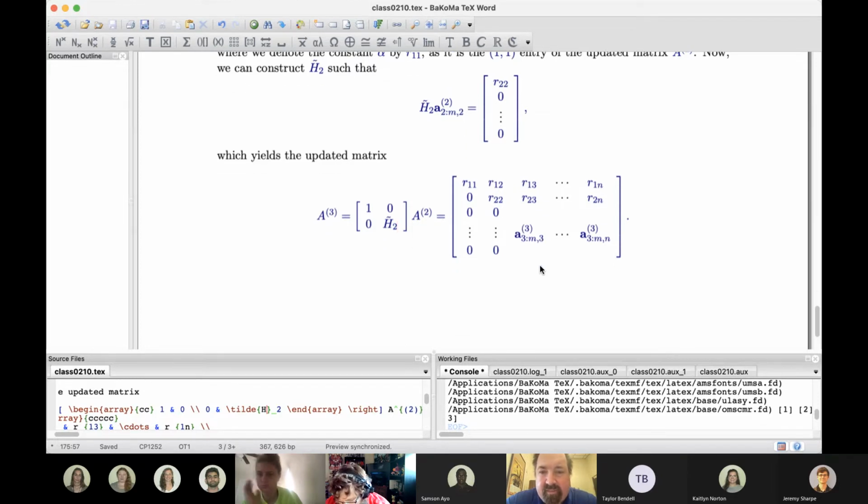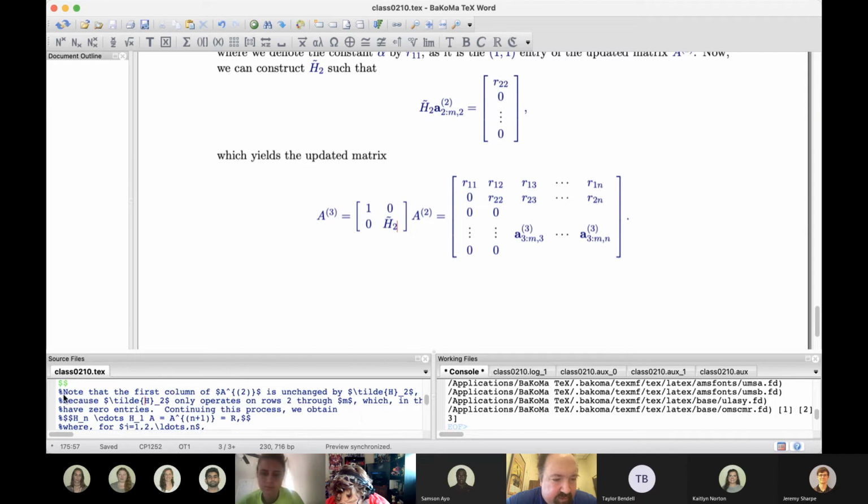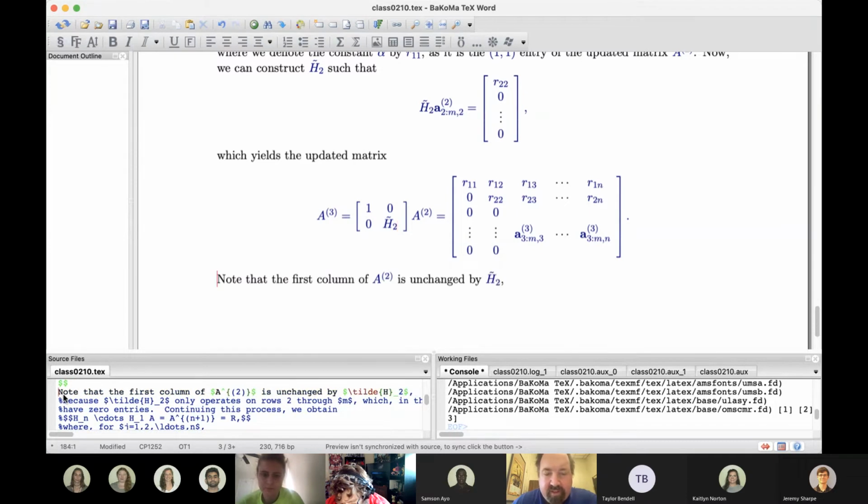And then I can continue this process. So how would this keep going? The thing to keep in mind is that, because of this 1 here, H2 is only going to affect rows 2 to the bottom. It will not touch anything that happened here, because yes, H2 tilde is being multiplied with all this, but all of these are 0, so they remain 0.